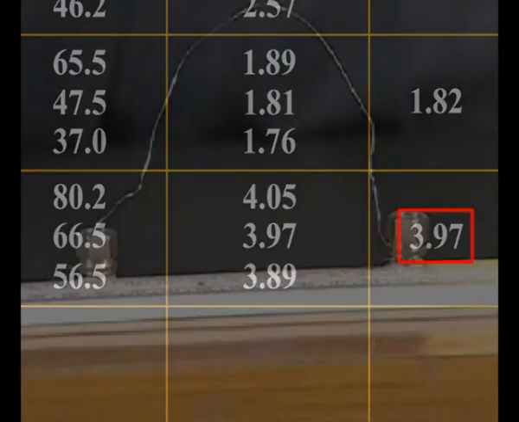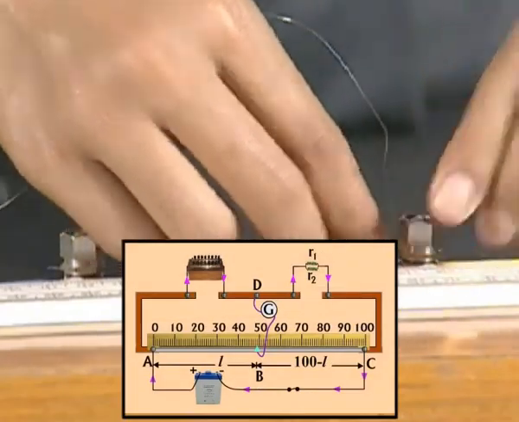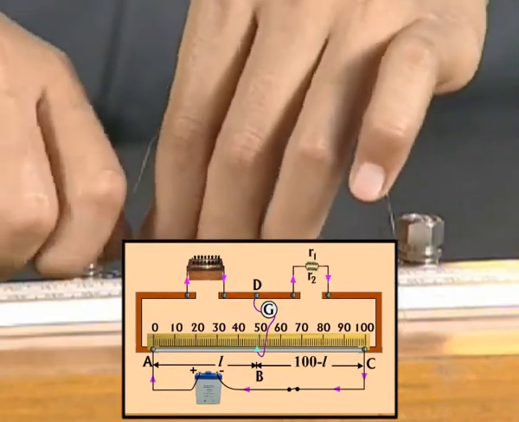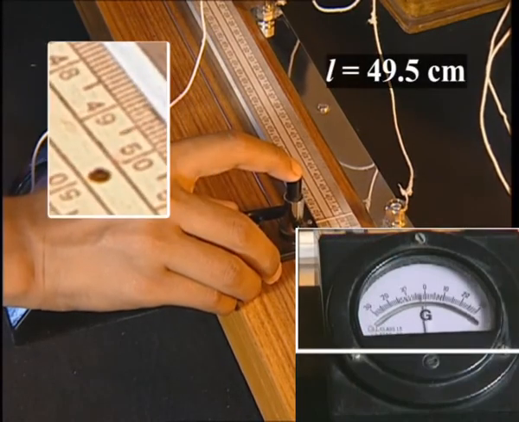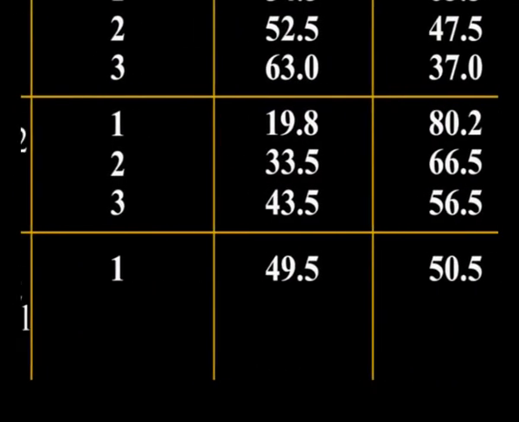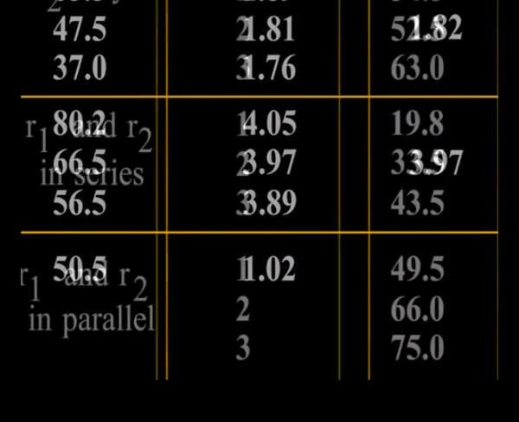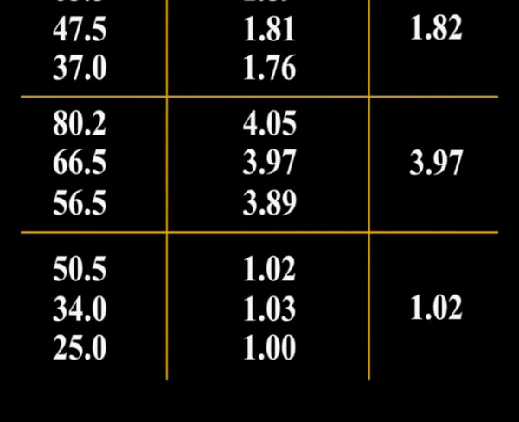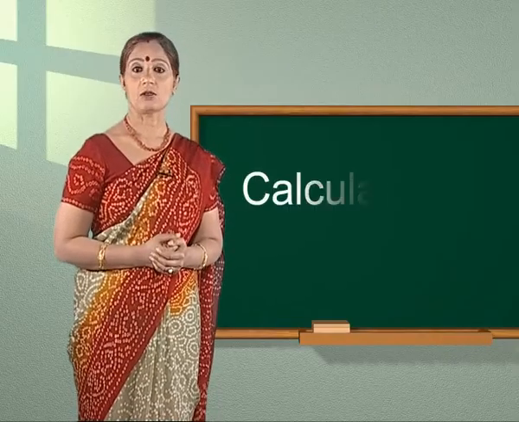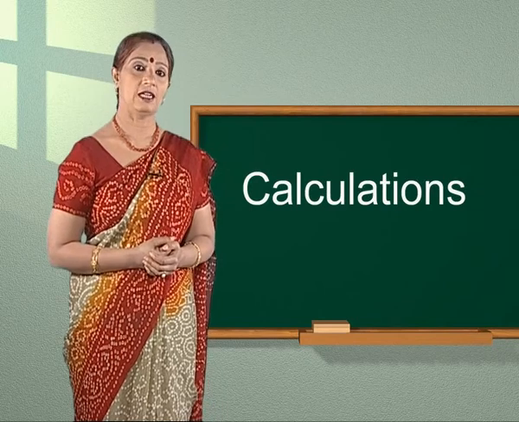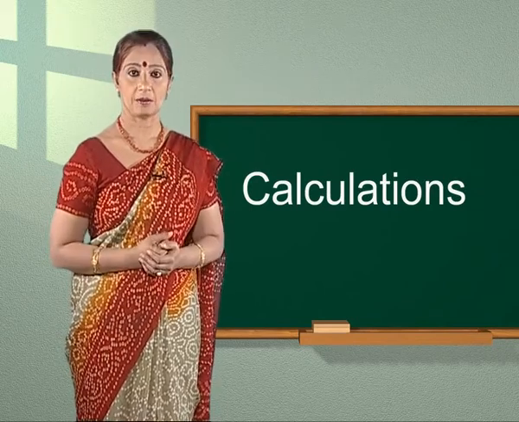3.97 ohm. Connect the resistance wires in parallel combination and connect them in the right gap of meter bridge and find the resistance of the combination. Record the observations in the observation table and calculate the mean value of the given combination of the resistances. Here it is 1.02 ohm. Here are the calculations required to calculate the theoretical or the mathematical values of RS and RP.